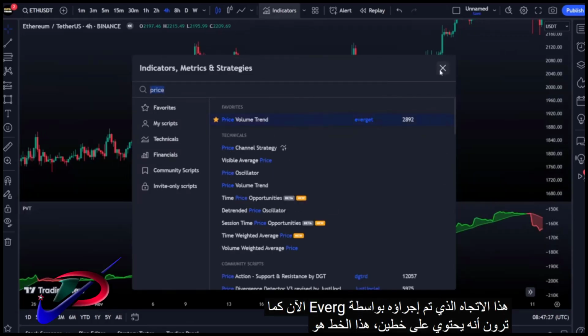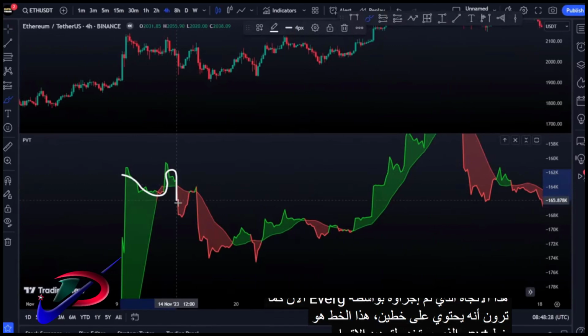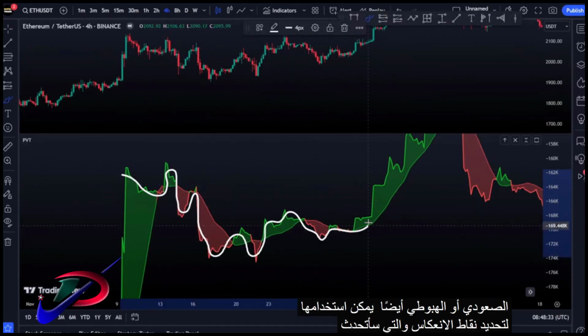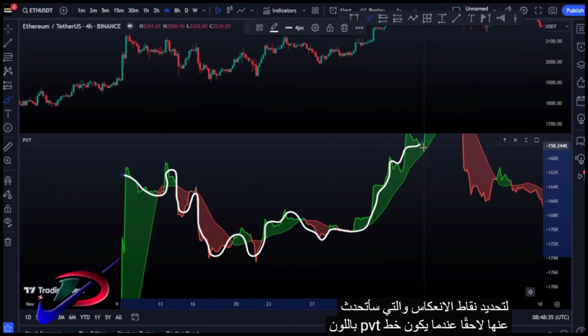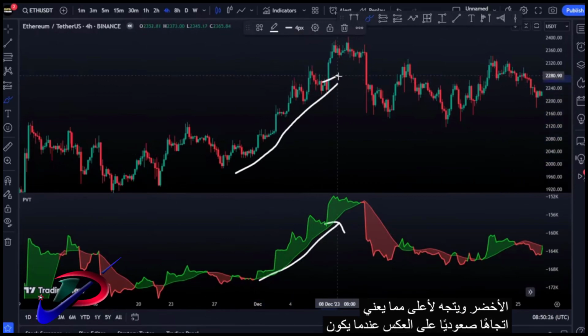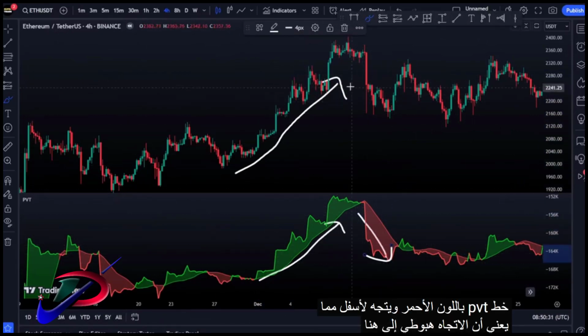Now as you can see, it has two lines. This one is the PVT line, which is used to identify whether the trend is bullish or bearish. It can also be used to identify reversal points, which I will talk about later. When the PVT line is green and going upward, it means a bullish trend. On the opposite, when the PVT line is red and going downward, it means a bearish trend.